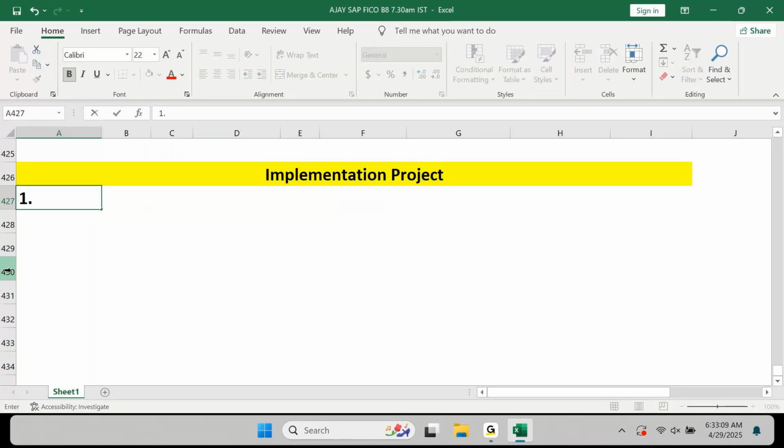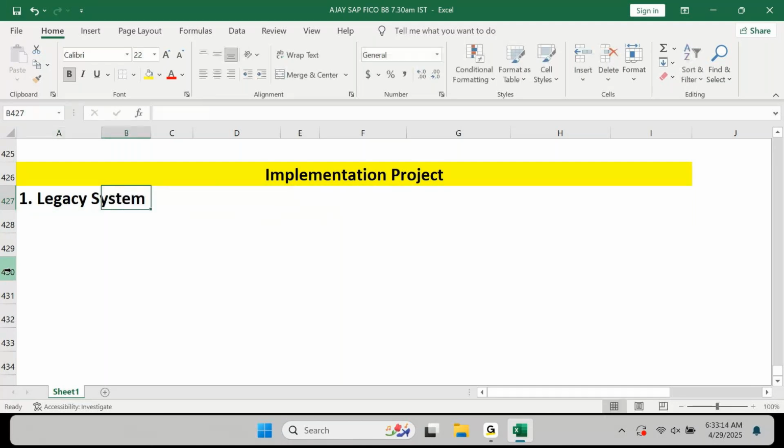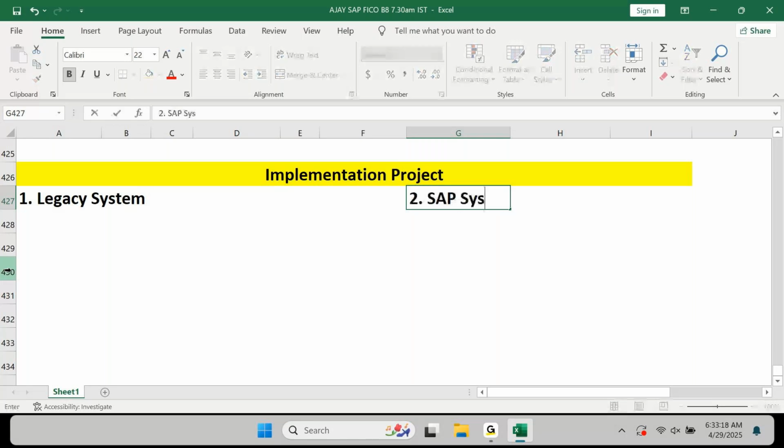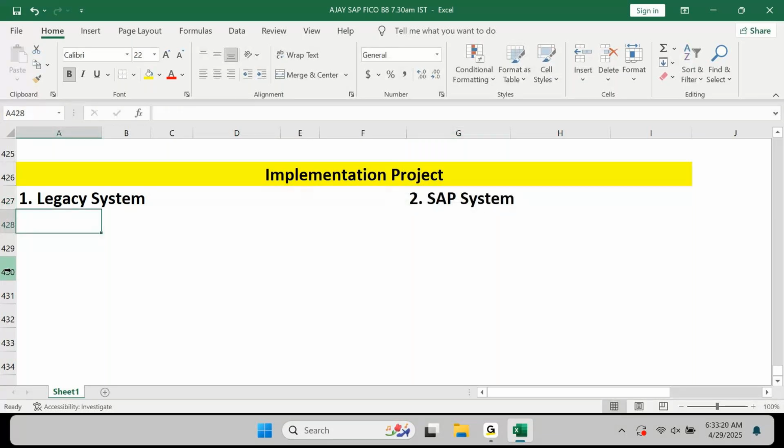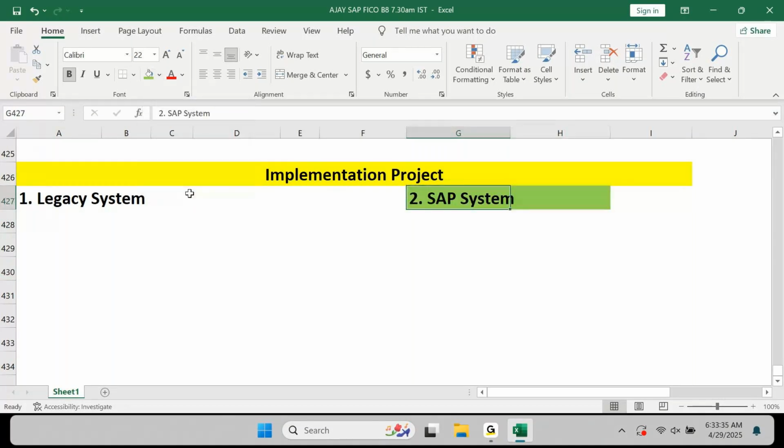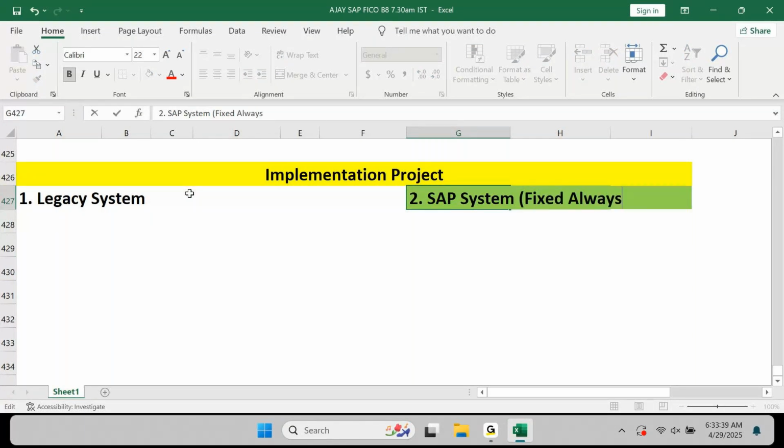One is the legacy system. Second one is the SAP system. In implementation, how many systems will be there? Two systems. One is the legacy system, another one is SAP. This is fixed. This is fixed always. Why?